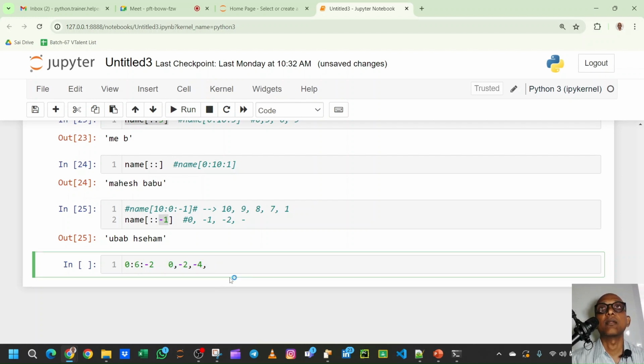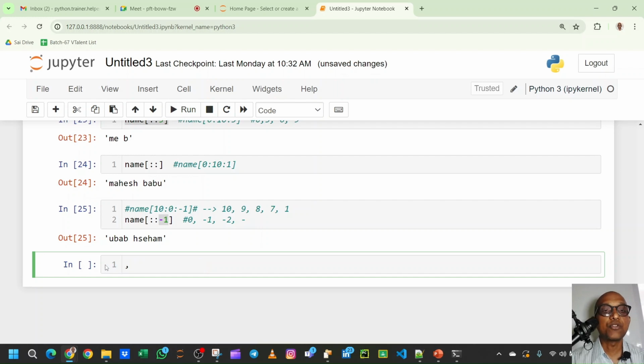So where is it going to stop then? Starting with 0, then 0 minus 2, minus 2, minus 4, minus 6, minus 8, minus 10. It will never reach the 6. So when is it going to stop? There is nothing to stop it. Correct? So such things will not work.